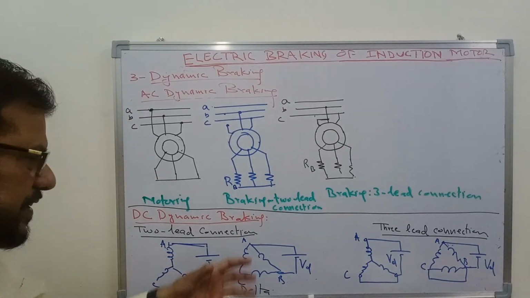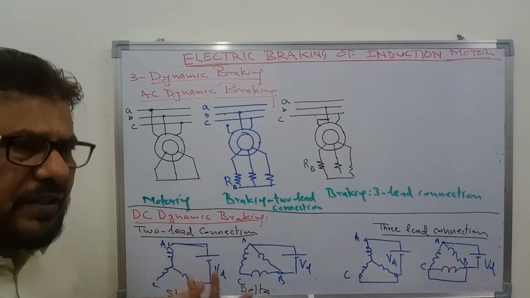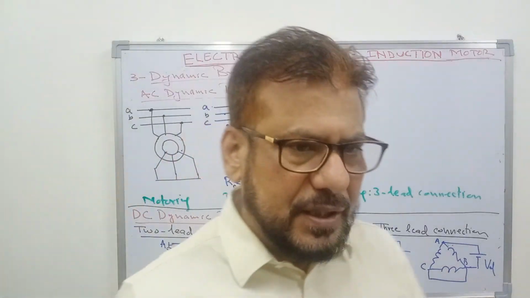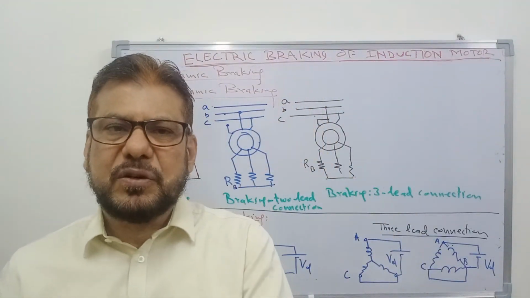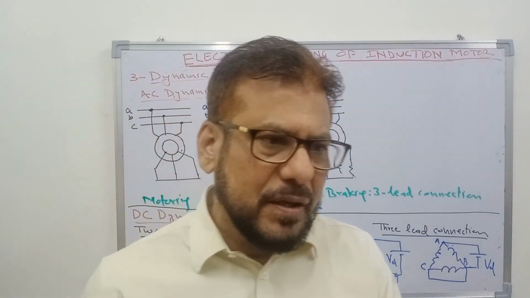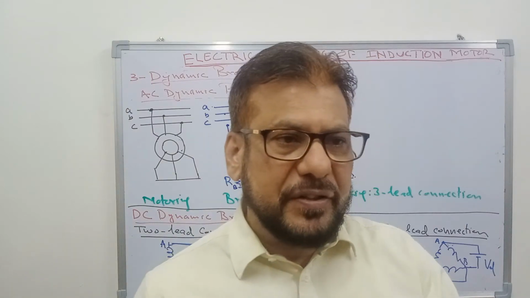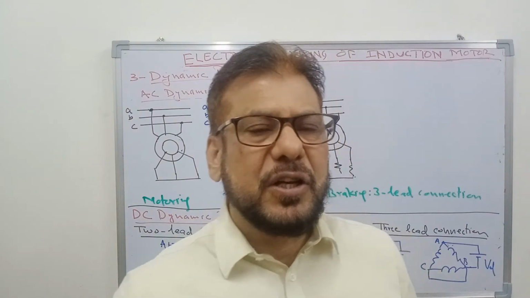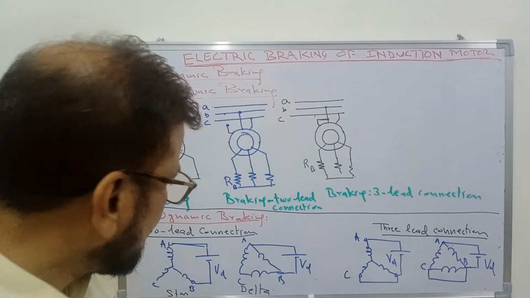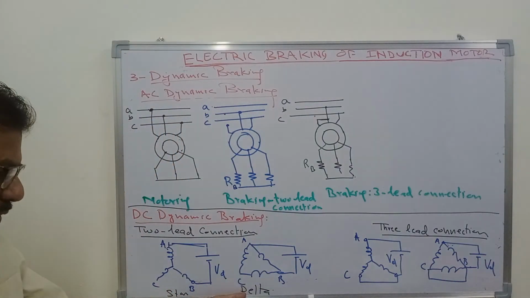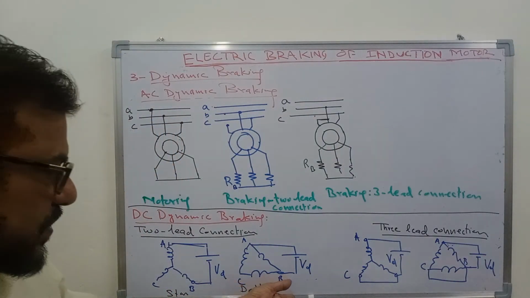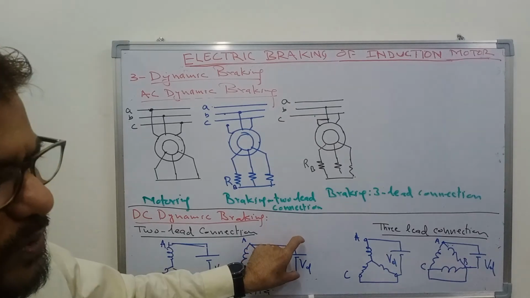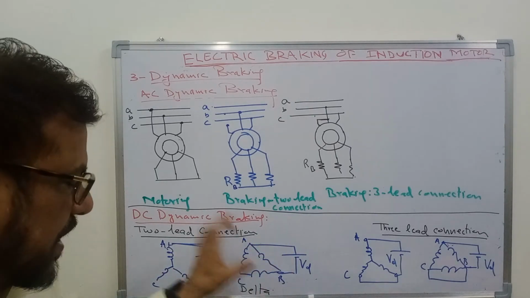Or you can say that in this case the machine is working as a generator. The mechanical energy is coming from the motion of the rotor, and that is converted to electrical energy and dissipated in the rotor winding resistance. The same I have shown here for delta connection also. You have to just give supply to two terminals A and B.